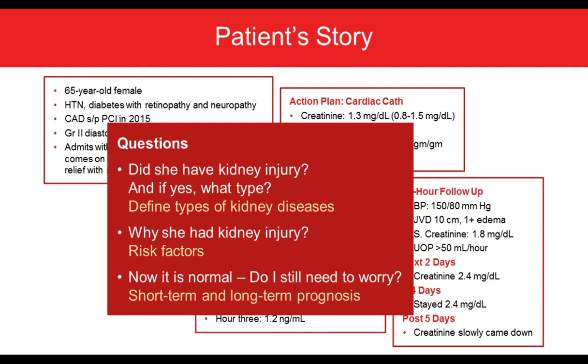So the next step is basically doing a cardiac cath. You don't want to mess around with stress tests, you just go for cardiac cath. So the first thing that comes to your mind as a cardiologist, interventional cardiologist, or hospitalist and the team is, we want to make sure that the kidneys are fine because we have to give contrast to this patient. So her creatinine was 1.3.